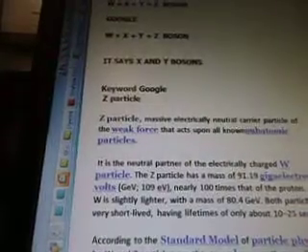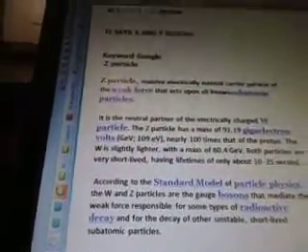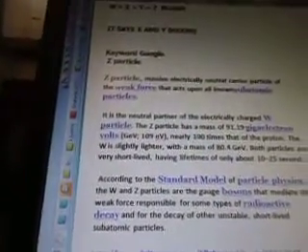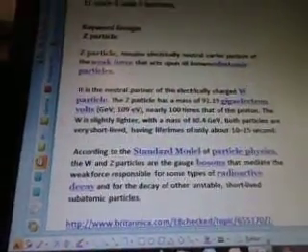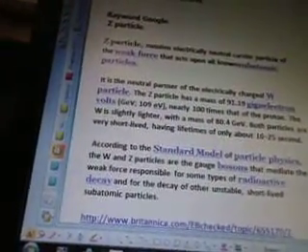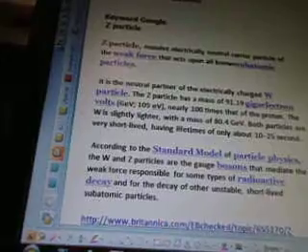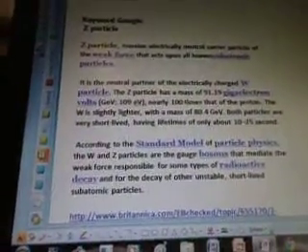Keyword Google Z particle. The Z particle, massively electrically neutral carrier particle of the weak force that acts upon all known subatomic particles, is the neutral partner of the electrically charged W particle. The Z particle has a mass of 91.19 gigaelectron volts, nearly 100 times that of the proton. The W is slightly lighter with a mass of 80.4 GeV. Both particles are very short-lived, having lifetimes of only about 10 to the minus 25 seconds. Is that it? So we're trying to create a particle that lasts longer than that.